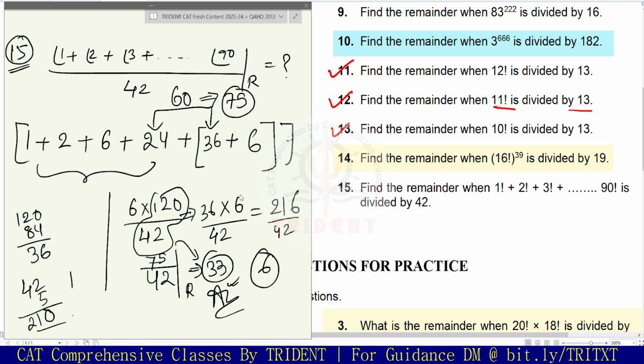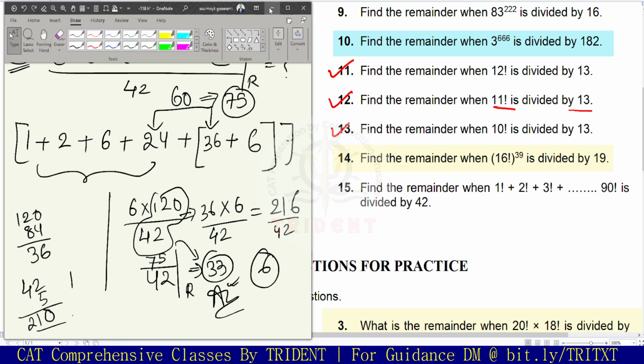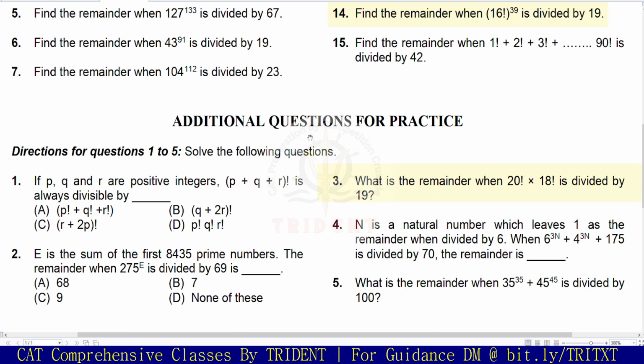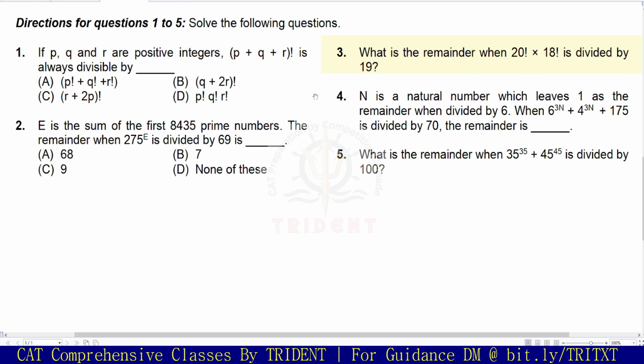And for the additional practice problems, I don't think I should look for them. I'll tell you why. These are brain teasers, so you can possibly take a screenshot, and if you want to practice them, you can practice them. Or maybe I'll take another session.